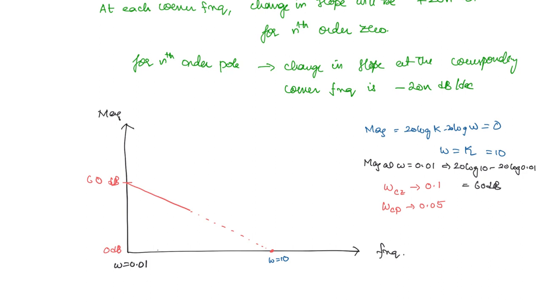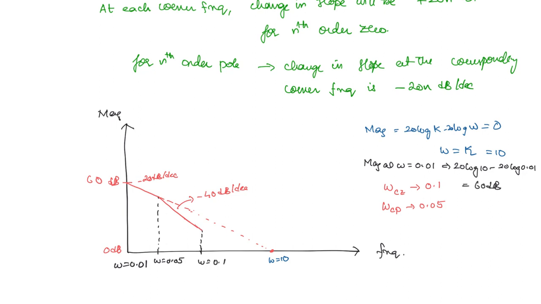Now let us say 0.05 will be somewhere here and 0.1 will be somewhere here. Then at 0.05 the change in slope is going to be minus 20 dB per decade because we have a pole here. Initially also it was going at minus 20 dB per decade only. So further the slope will be minus 40 dB per decade. So it will go down further. This slope is minus 40 dB per decade. This will continue till omega is equal to 0.1.